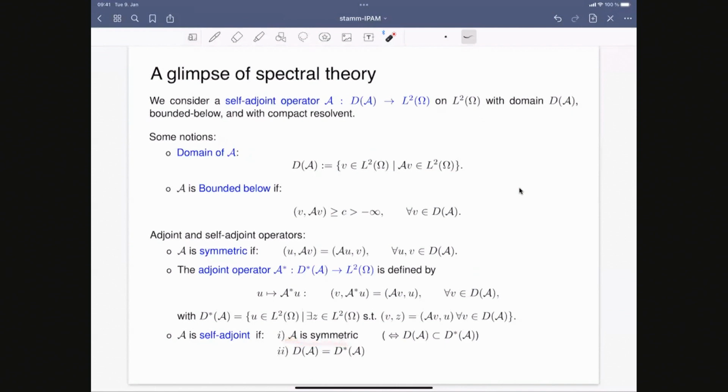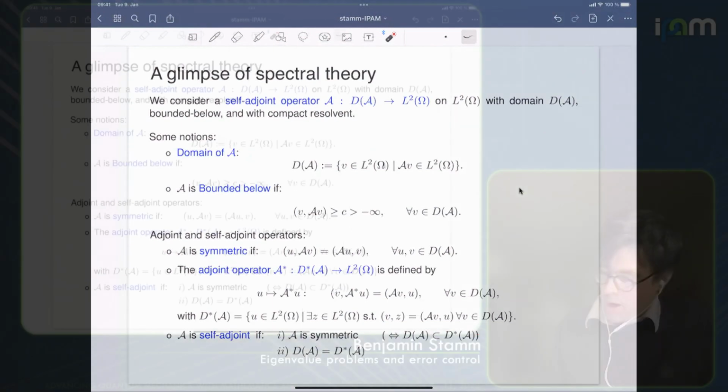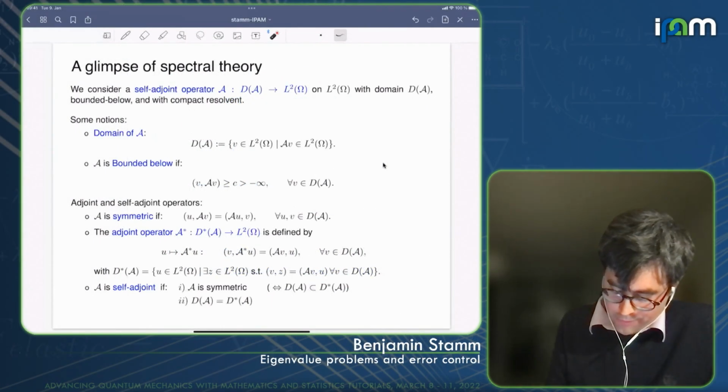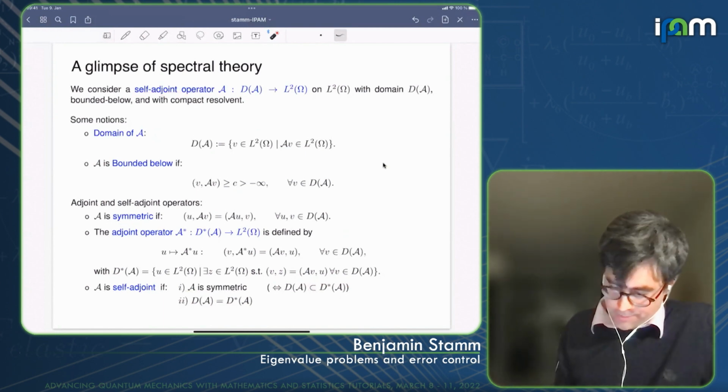Okay, and then self-adjointness is stronger than a symmetric operator. So you first assume a symmetric operator. This is equivalent to saying that the domain of A is included in the domain of its adjoint operator, and then self-adjointness requires that the domains are actually the same. All right, so we have also clarified the notion of self-adjointness of an operator.